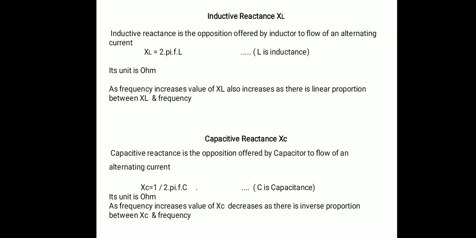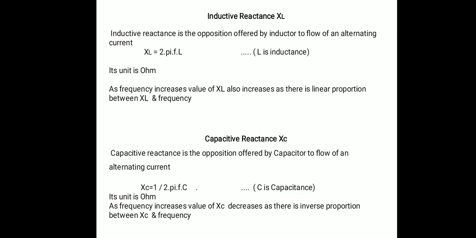So what is inductive reactance? Inductive reactance is the opposition offered by an inductor to the flow of alternating current. The amount of opposition offered by the inductor to the flow of alternating current is called the inductive reactance, and the value of inductive reactance XL is equal to 2 pi FL. Here 2 pi and L are constants, so the inductive reactance is directly proportional to the frequency of the sinusoidal quantity. Okay, so XL is directly proportional to F.